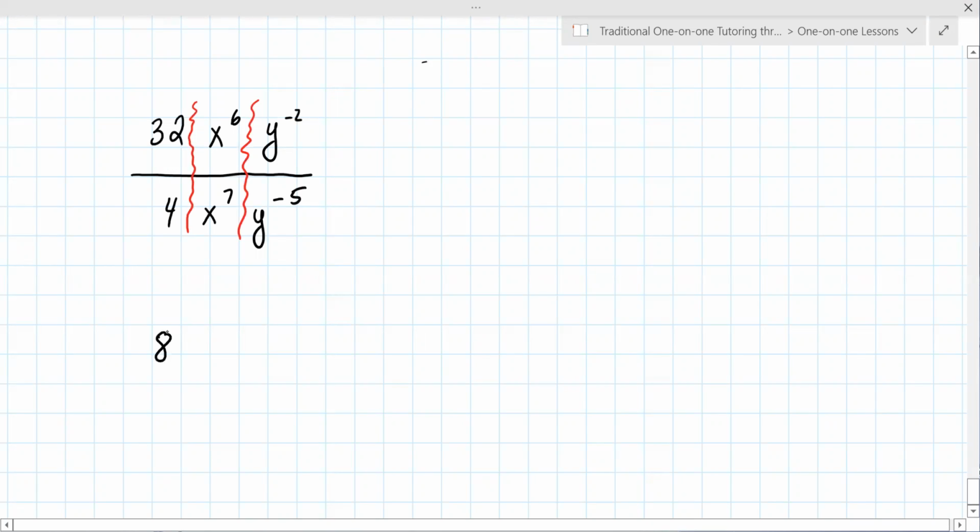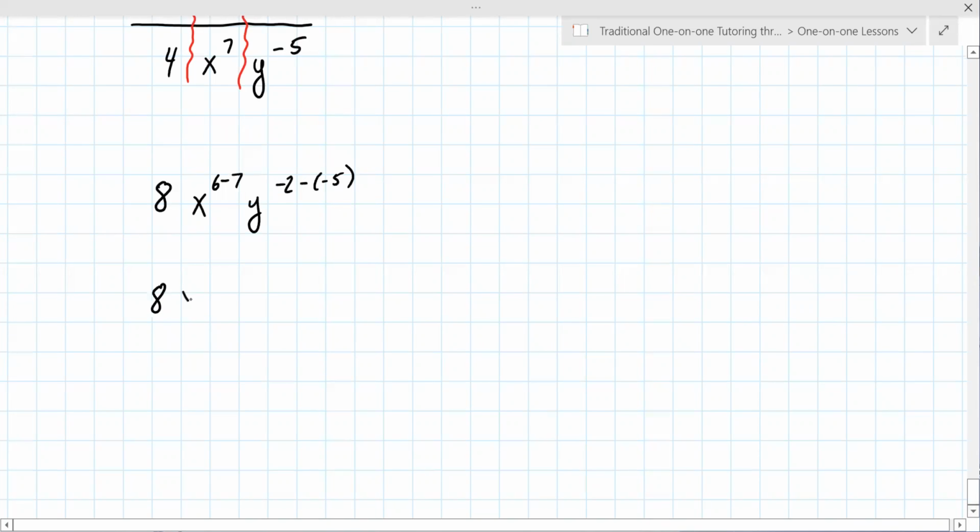Now, where does the 8 go? It goes in the numerator. Everything goes in the numerator until otherwise. So it's 6 minus 7, -2 minus a -5. You can choose at any point in time, the minus becomes plus, y cubed. You can choose anytime to move things to the bottom, but I would wait till the end. So it's 8y cubed over x, like that.